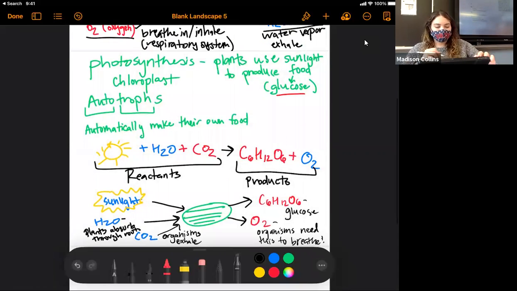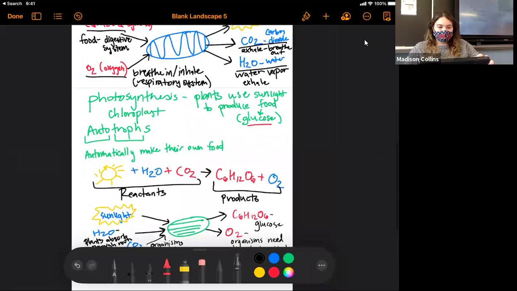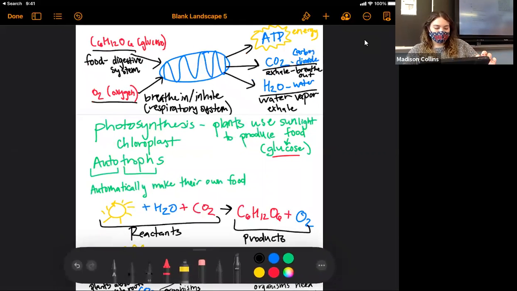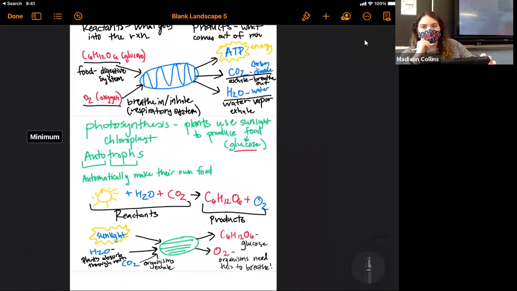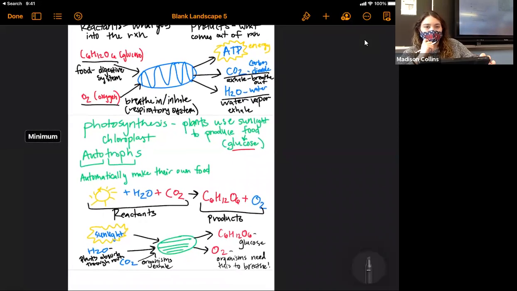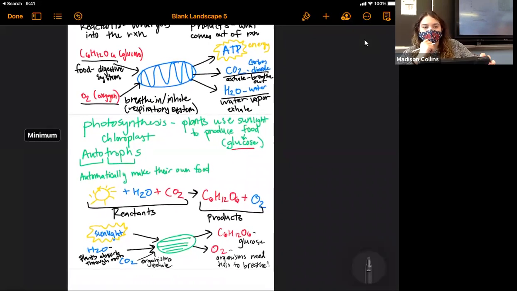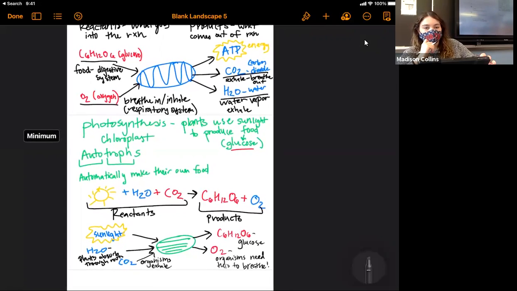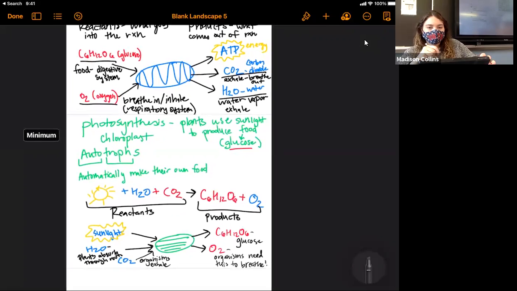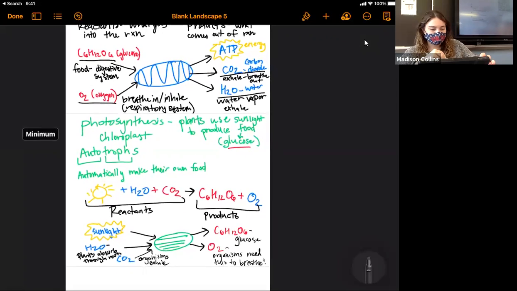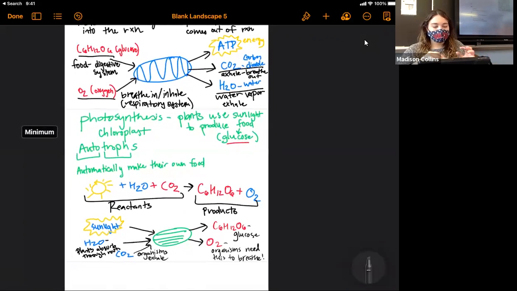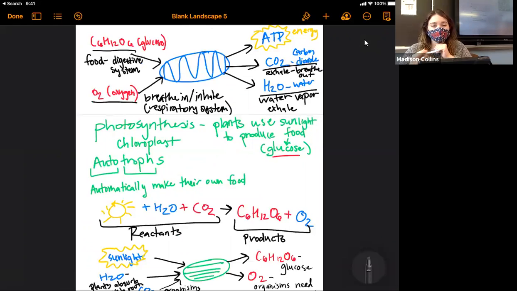Now, you might have noticed that I color-coded some of this information, okay? And I did that for a reason. If I zoom out here, so you guys can see both of these reactions at the same time, you might notice that the products of cellular respiration are written in the same color as the reactants for photosynthesis. And the products of photosynthesis are written in the same color as the reactants for cellular respiration. And that's because these processes actually feed into each other. And because of that, they are kind of opposites.